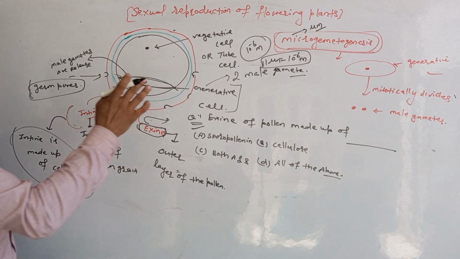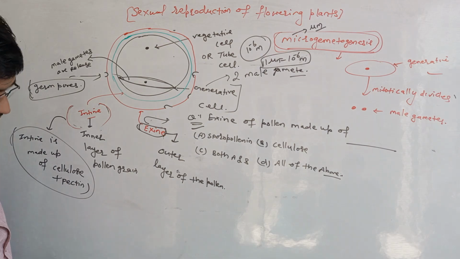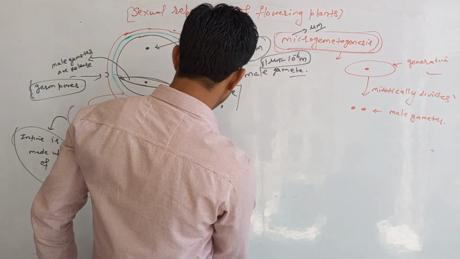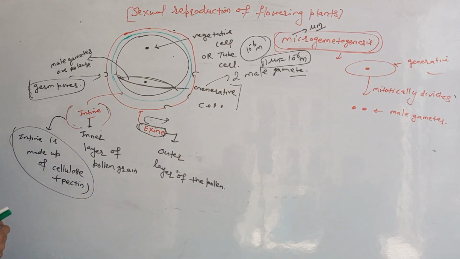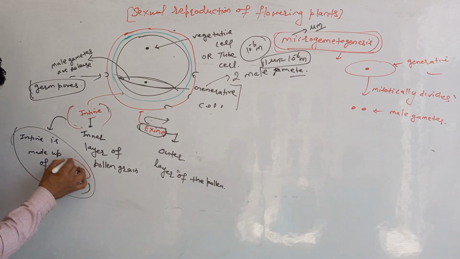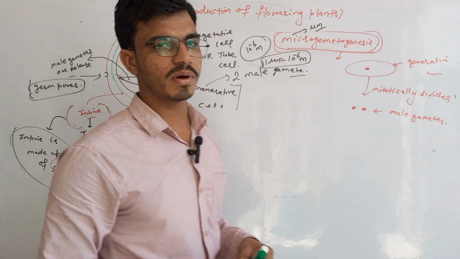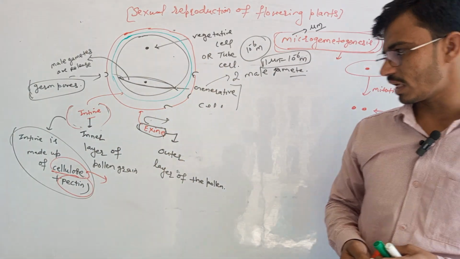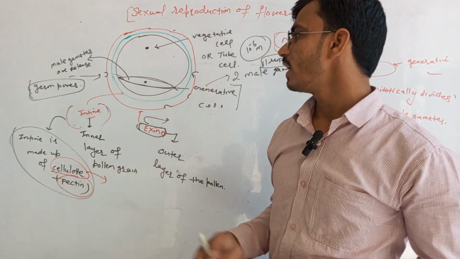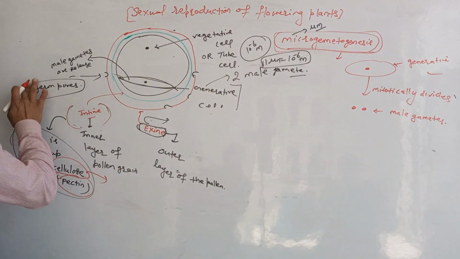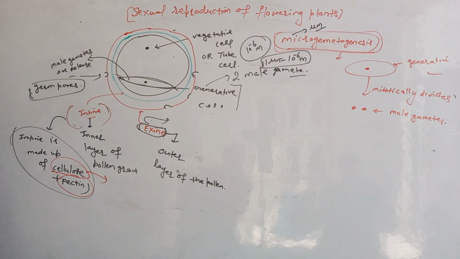The intine is made up of dash. Exine or intine? The intine is made of cellulose and pectin. Cellulose, because the plant cell wall is made up of cellulose, and some hemicellulose is also present.